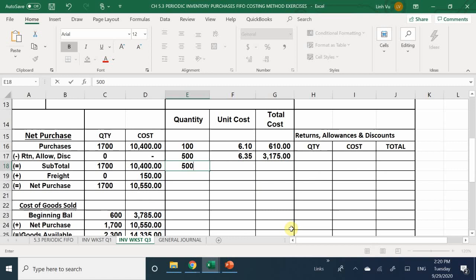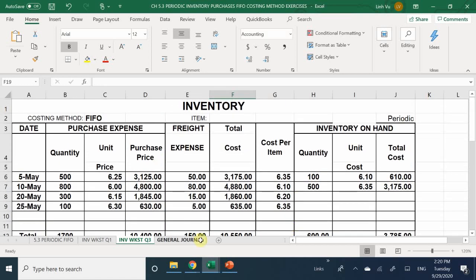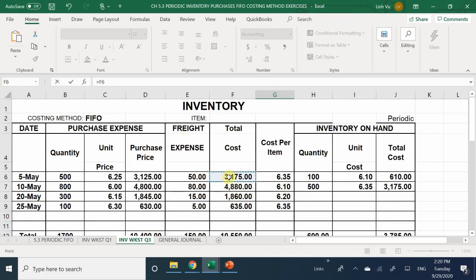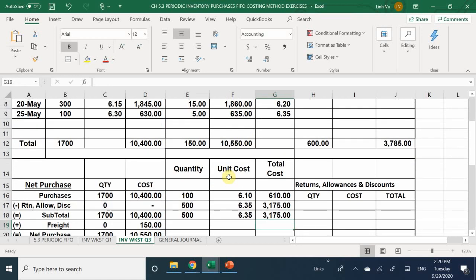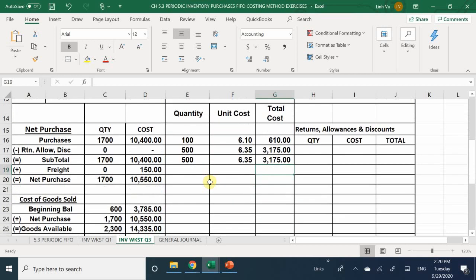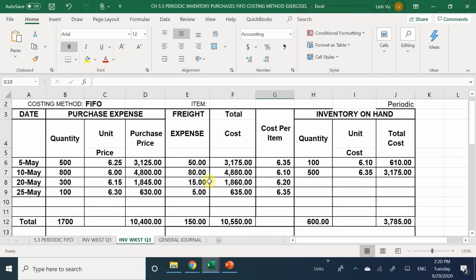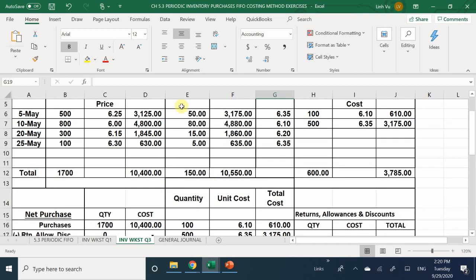So another 500. All right, and we know we're going to take the whole thing, right? So we don't need to calculate anything. We just know that the whole thing is going to cost me $3,175. Okay. All right, batch 1 from our purchase expense is gone. Okay, and let's see how many items I have sold already. So I sold a total of 1,100. How many more do I need to get to 1,900? You need 800. So what does batch number 2 tell you? That is what we're going to take, the 800.